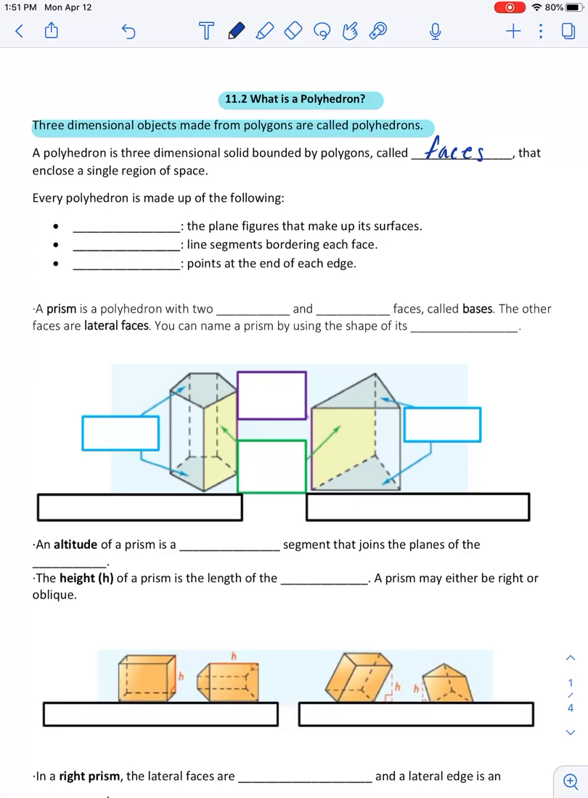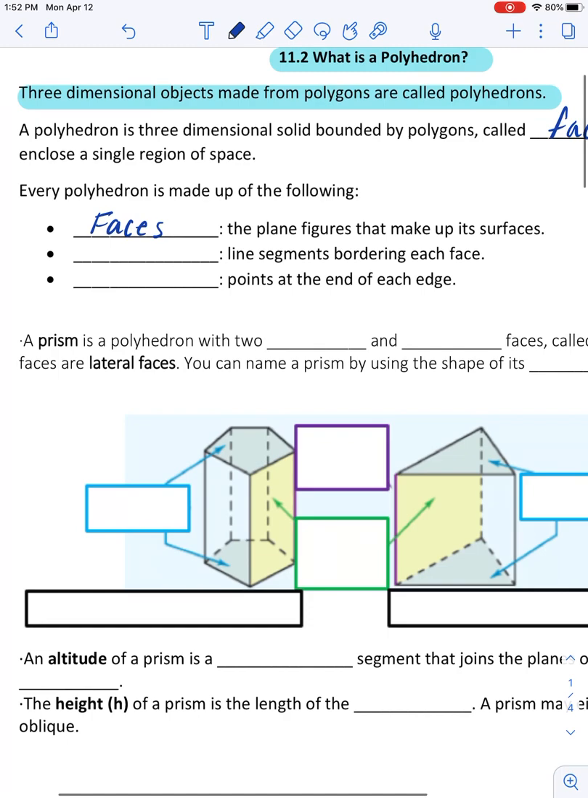Every polyhedron is made up of the following three things. Every polyhedron has what are called faces. The faces are the plane figures that make up its surfaces. And if you remember from Monday, plane figures are two-dimensional figures.